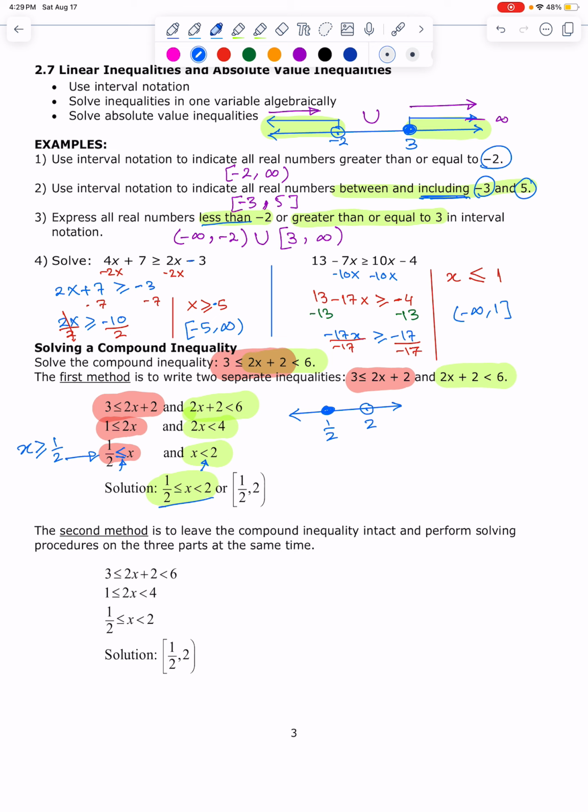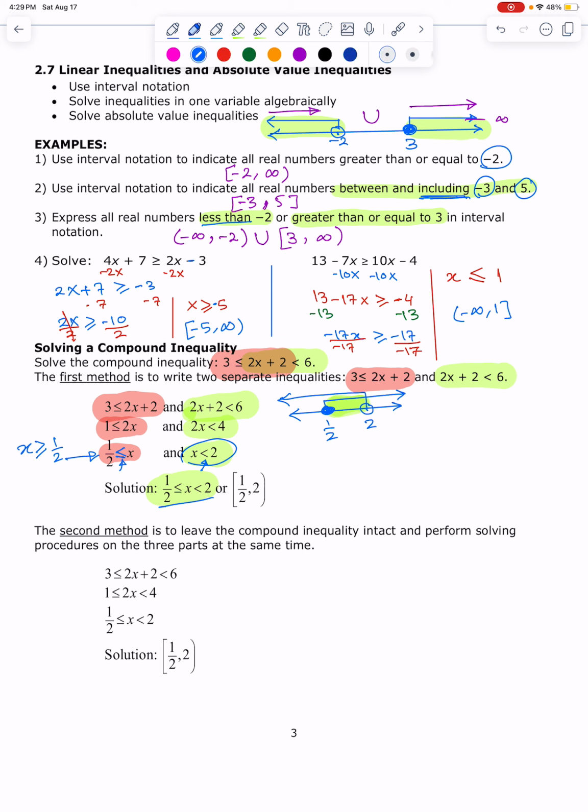But if the x is on the right, sometimes it's tricky to read. So greater than means we're going to start from 1/2 and go all the way to the right. The other inequality says x is less than 2, so we're going to start from 2 and go all the way to the left. The intersection between the two, this area, is going to represent the inequality.